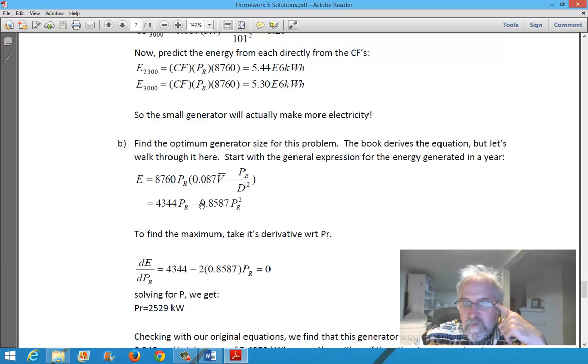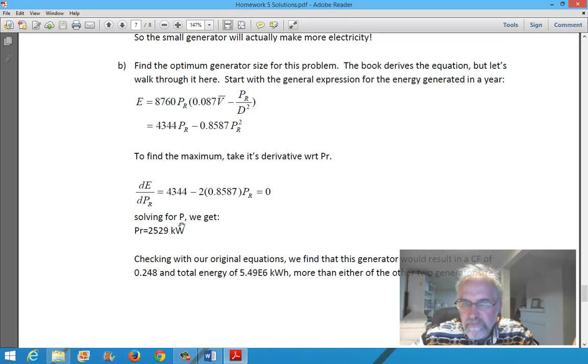Put in the numbers for this problem. The D is, I forgot how big, 101. The V bar is 5.9. Anyway, you get this quadratic for the E, for the energy in a year. So we want to find what's the P that maximizes the E. Take the derivative of E with respect to P, set it to 0. A simple derivative calculation. Solve for P, we get a P of 2529, somewhere between the 2300 kilowatts and the 3000 kilowatts, right in the middle.